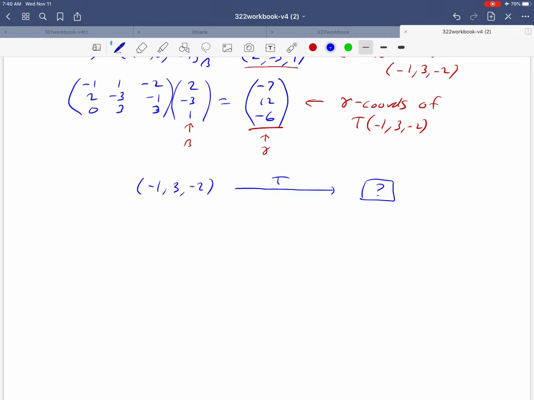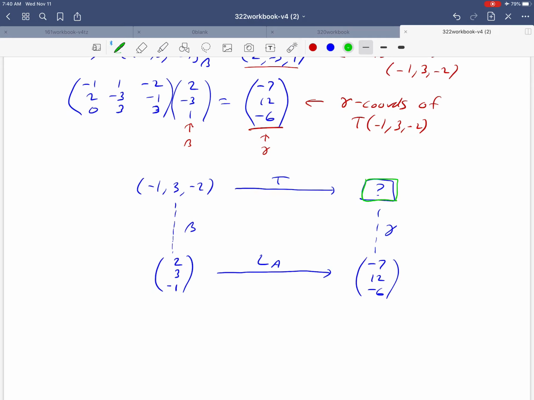And what we've done in our work so far is to calculate coordinates of these things. We discovered, whoops, not gamma, beta is our basis, that the coordinates of our input vector look like this. There's that (2, -3, 1) again. And if we left multiply by the matrix that they gave us, we wound up with the coordinates (-7, 12, -6). Those were gamma coordinates for the output. So now the question is, how do we figure out what goes in that box there?